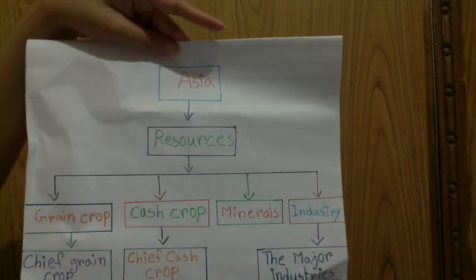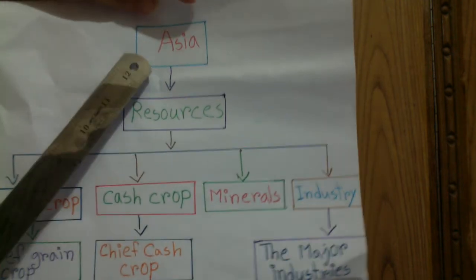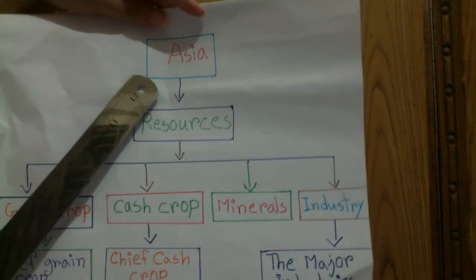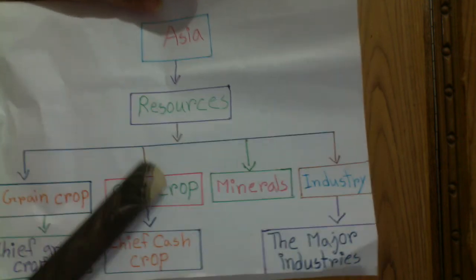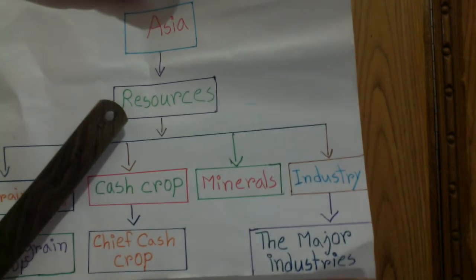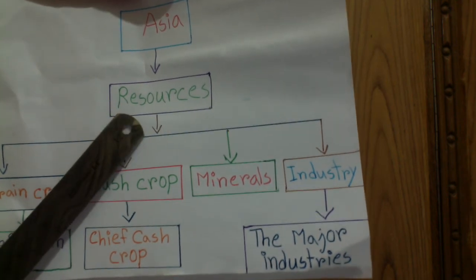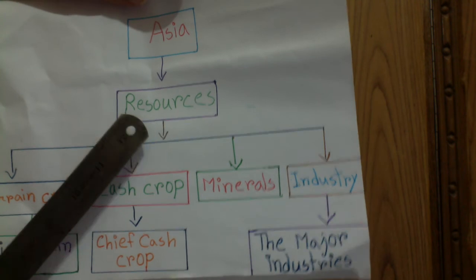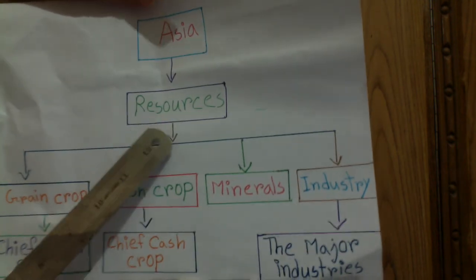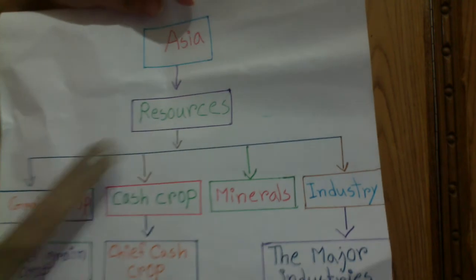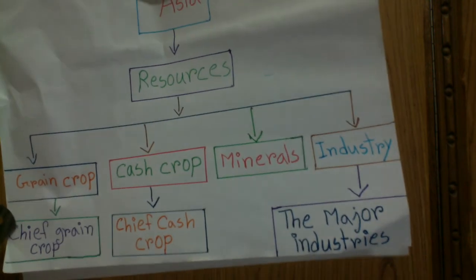Look. Asia. Asia is the name of the continent, the largest continent of the world. Resources: the things in the environment that help us lead productive lives. This is called resources. In Asia, there are lots of resources. The first one is the grain crop.